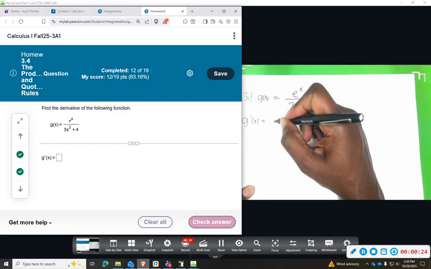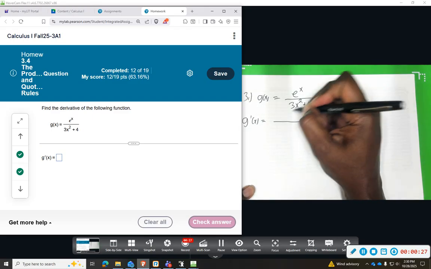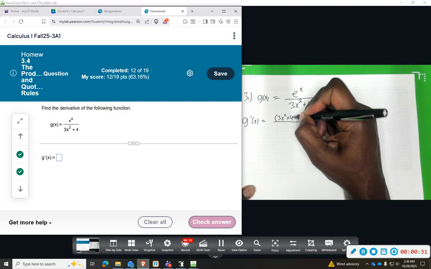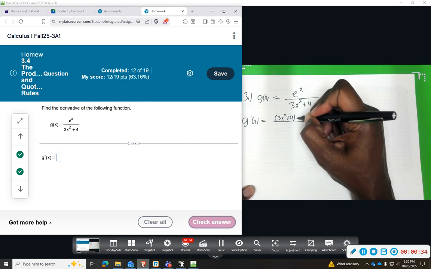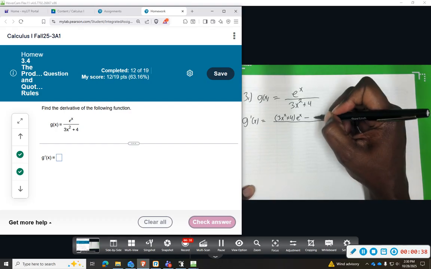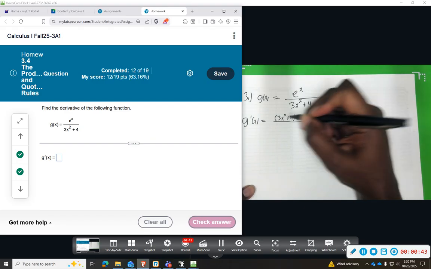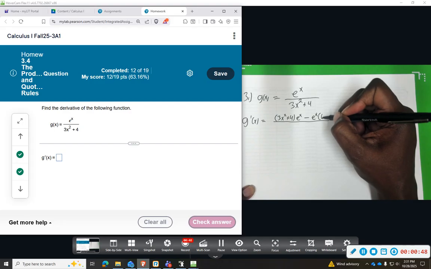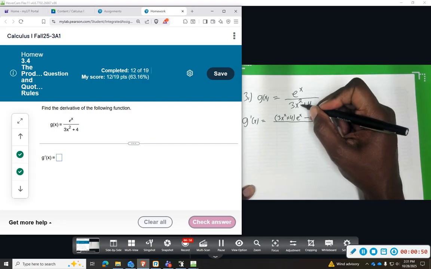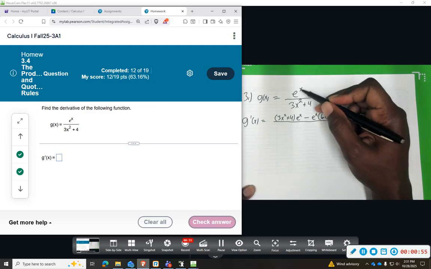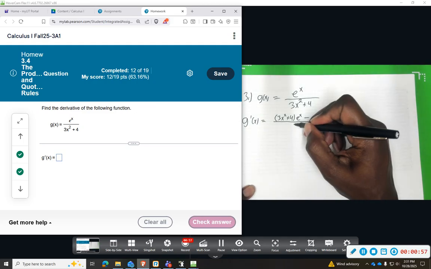And so, again, quotient rule, we'll do low, which is the bottom, times the derivative of the top. The derivative of e to the x is just e to the x, minus the top, times the derivative of the bottom. So you'll do 2 times 3, which will give you 6x, and then the derivative of 4 will be 0. So low d high minus high d low, all over the bottom squared, or low squared.